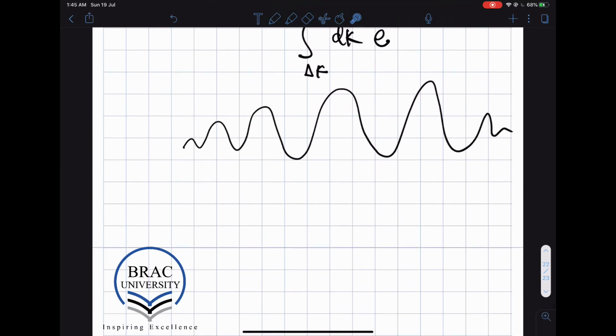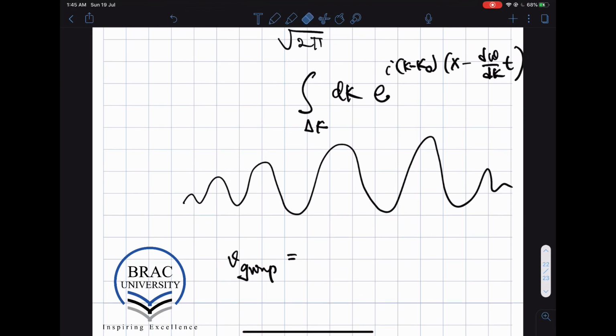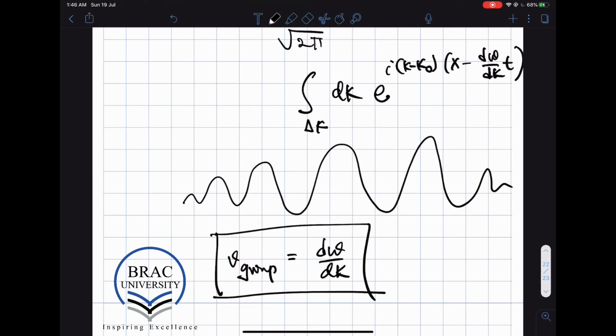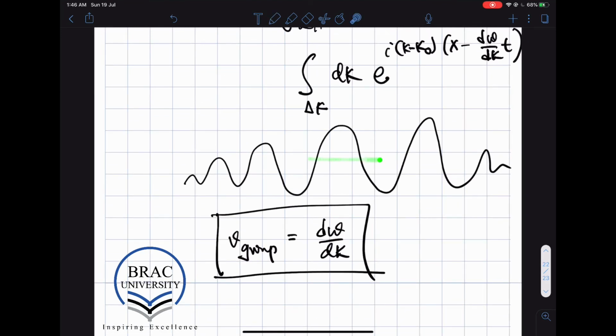So the velocity of this group of waves, not with just one frequency, is given by v group equals d omega by dk. This is the group velocity, the velocity with which this wave will move forward, and therefore the particle or the energy will also move forward with the group velocity. So the group velocity is the physical velocity.